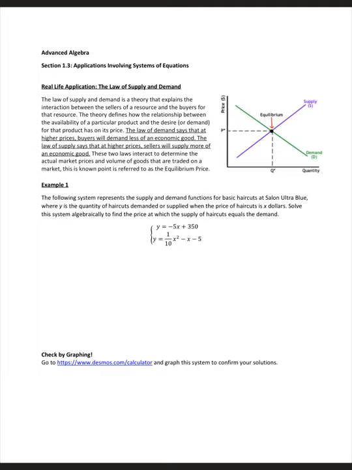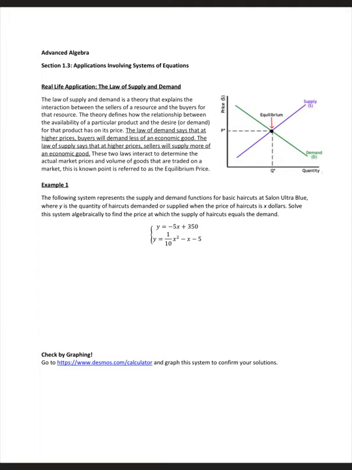The law of demand says that at higher prices, buyers will demand less of an economic good. The law of supply says that at higher prices, sellers will supply more of an economic good. These two laws interact to determine the actual market prices and volume of goods that are traded on the market. This point is referred to as the equilibrium price.